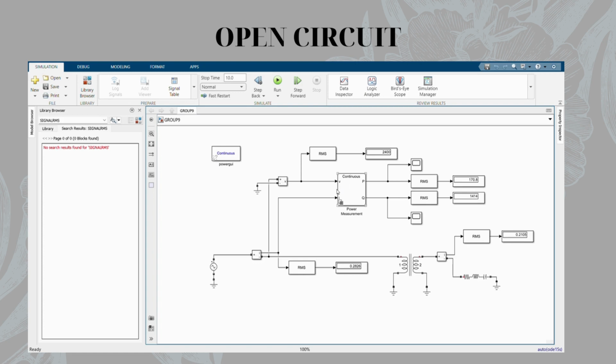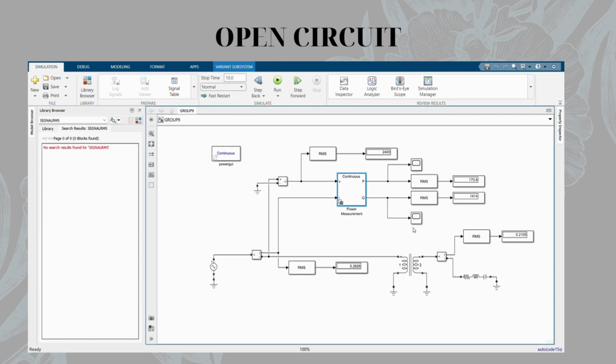So this is our circuit, which is an open circuit for this project, and we use Simulink to draw the circuit. For the voltage supply, we use 2400 volt, phase of 90 degrees, frequency of 50 Hz, and so on. And for the parameters of the transformer, the frequency is stated as below. And as well, the power measurement has 50 Hz as well.